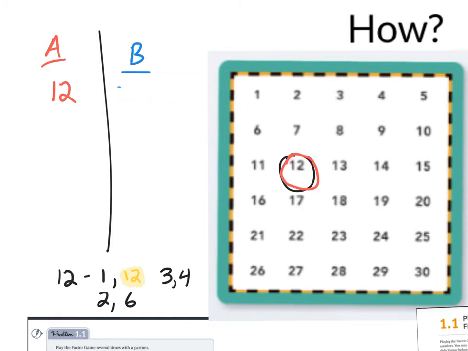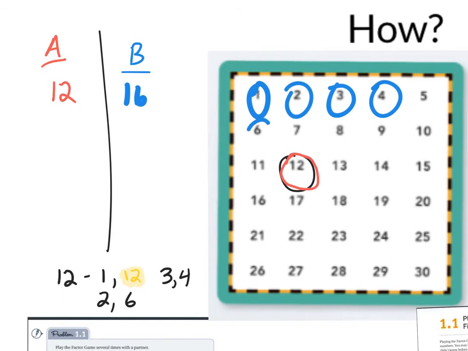So B gets 16. That's actually a pretty good deal because you beat 12 right off the bat, 16. And I forgot to circle those factors. So they circled 1. 12 you can't take, remember we only want the proper factors. So 1, 3, 4, 2, and 6. And all those are done. Now it is B's turn.